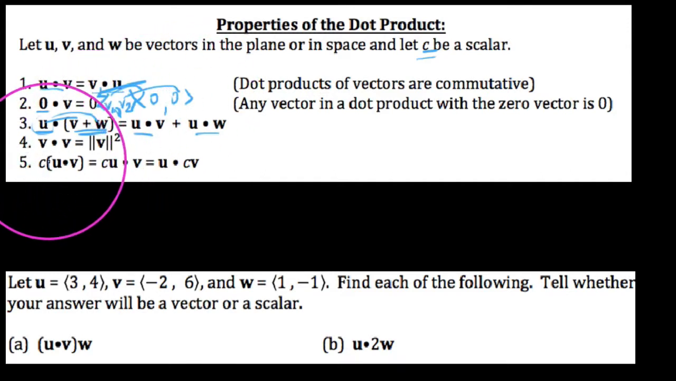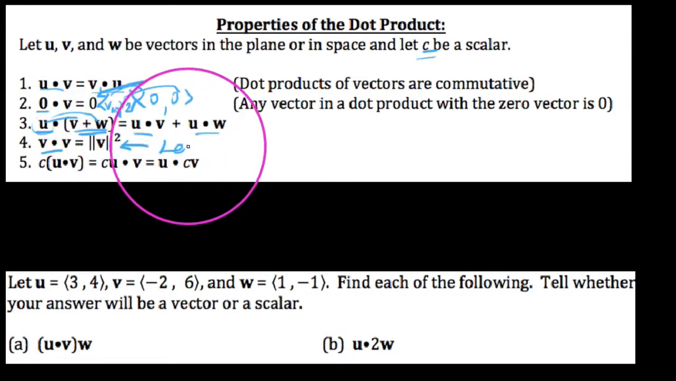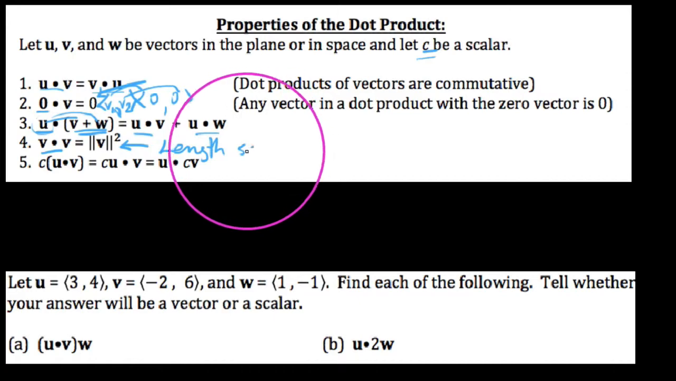This is way cool. The dot product of a vector with itself equals the magnitude of the vector squared, the length squared. Okay, that'll be our next video here.